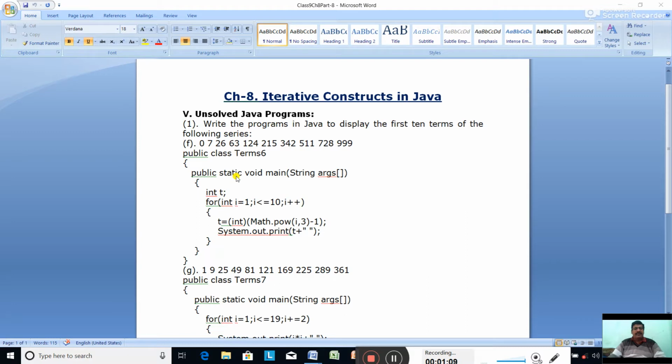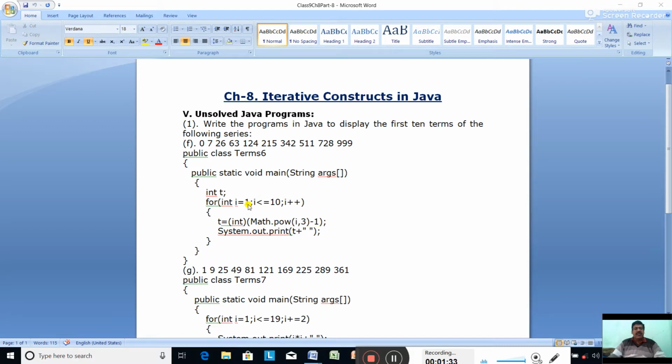To see the program, int t for the term, int i equal to 1, i less than or equal to 10, i plus plus. Now we are using the Math.pow function, so the value comes in double. So make it integer type, without decimal. We are converting into integer by explicit typecasting.